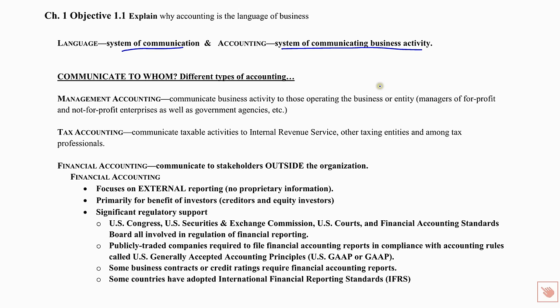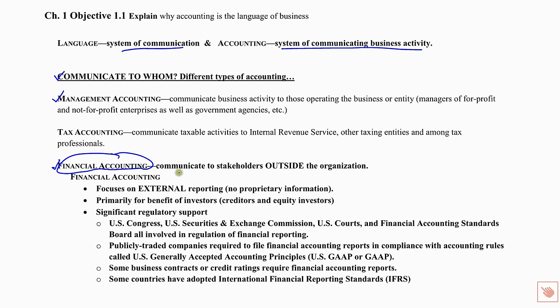So part of your accounting education, whether or not you're going to go into accounting as a profession, but as a business person, is understanding what is meant by particular terminology. Another aspect of communicating is to whom. So we have different types of accounting, and your textbook mentions management accounting. They also mention financial accounting. Financial accounting is the focus of this course. Having said that, the tools you're using are tools that are used in a lot of other types of accounting.